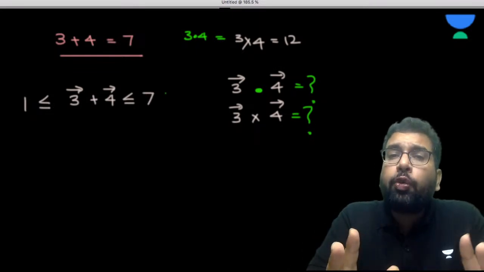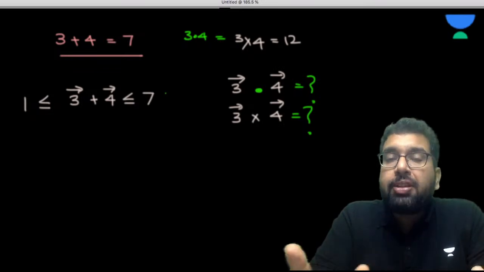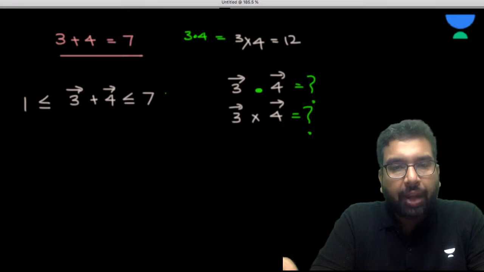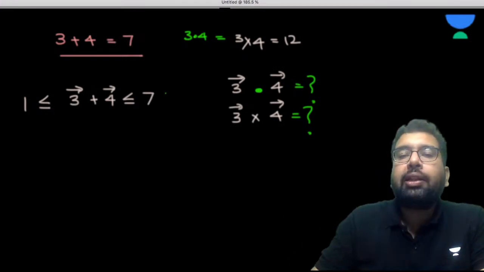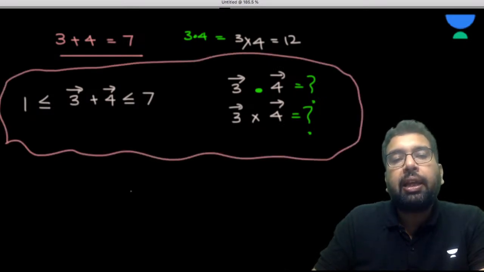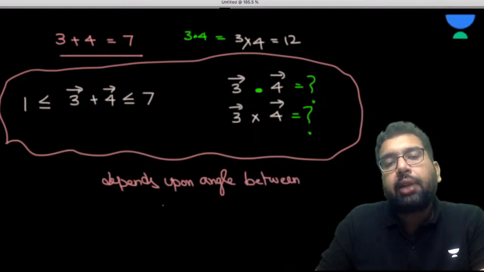So the vectors do not follow the normal algebra, right? Normal algebra that we know that scalars used to follow. I hope this is clear. Now, all this thing basically, in a way or other, depends upon what? If I say loosely, it depends upon the angle between the vectors. Okay.